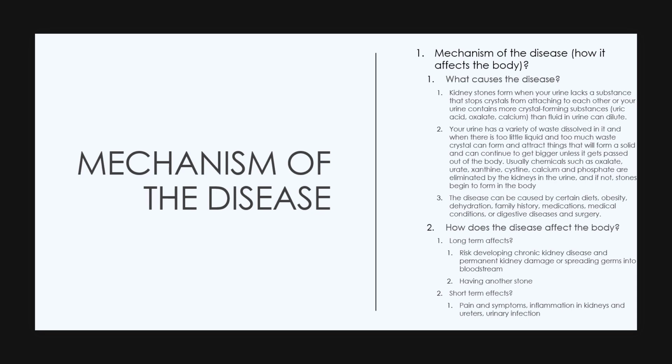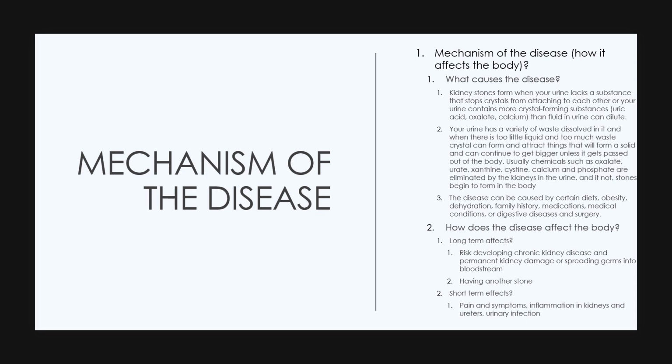Kidney stones form when your urine lacks a substance that stops crystals from attaching to each other, or your urine contains more crystal-forming substances, uric acid, oxalate, calcium, than the fluid in urine can dilute. Your urine has a variety of waste dissolved in it, and when there is too little liquid and too much waste, crystals can form and attract things that will form a solid and can continue to get bigger unless it gets passed out of the body.